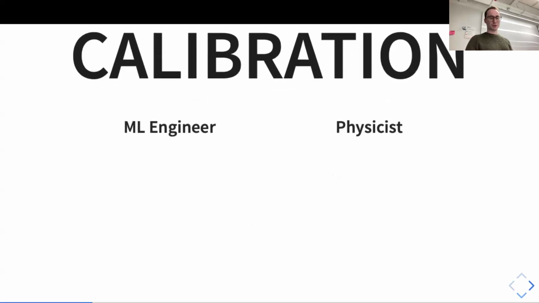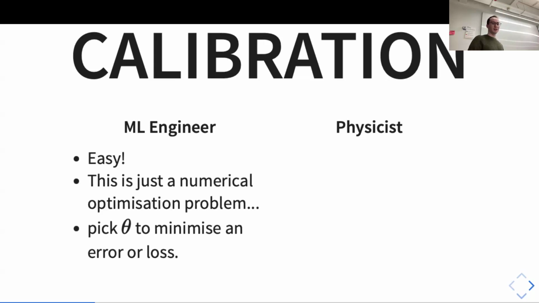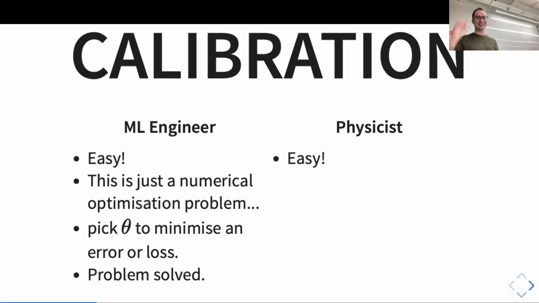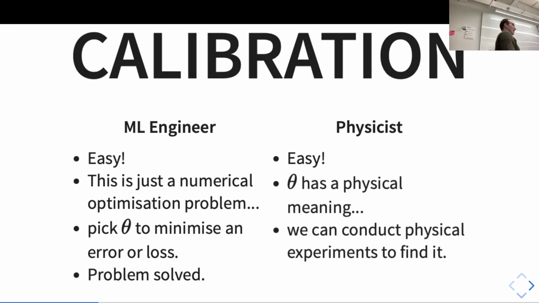So I'm sure a lot of us in here are familiar with perhaps how a machine learning engineer might approach this. They'll probably start off saying, oh, it's easy. It's a numerical optimization problem. You pick a theta that just so happens to minimize some sort of loss. You've got observations, you've got simulation output, just pick the best theta. Problem solved. The physicists, we go, no, that's not right. We know what these thetas are. They have physical meanings. So we can go out and we can do experiments and we can test for them and see what these values are. At which point, problem solved. So neither of these approaches work well enough for what we want.